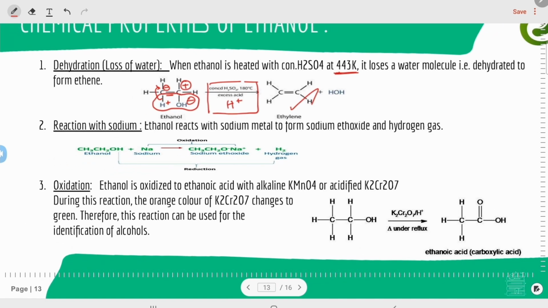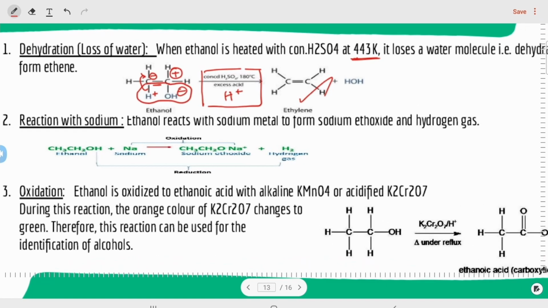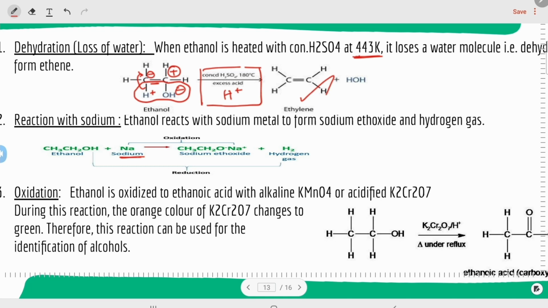And reaction with sodium. Ethanol reacts with sodium metal to form sodium ethoxide and hydrogen gas. This is ethanol on reacting with sodium. Sodium is in 0 state and sodium is going to go into +1 state. And this OH is in minus state, and this H which is in +1 state is going to go into 0 state. Therefore, reduction is taking place in hydrogen and oxidation is taking place in sodium. Therefore, this is known as a redox reaction. Both reduction and oxidation are taking place.